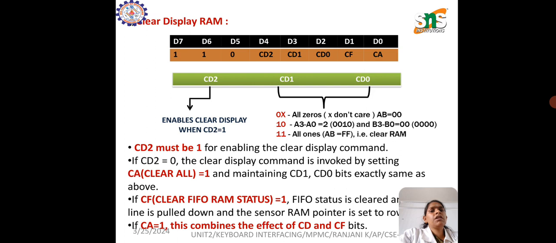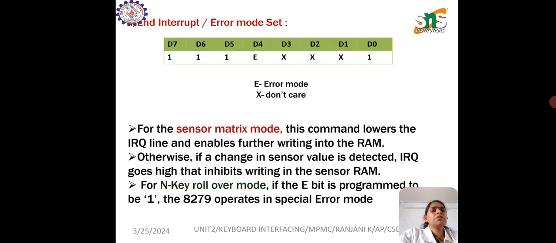Here CD2 must be 1 for enabling a clear display command, and if CD2 is equal to 0, the clear display command is invoked by setting CA, the clear all, equal to 1 for maintaining CD1 and CD0. CF is the clear FIFO, and CA equal to 1 combines the effect of CD and CF. Next is the end of interrupt command. This command lowers the IRQ line and enables further writing into the RAM. Otherwise, when a change in sensor value is detected, the IRQ goes high in the case of sensor mode.